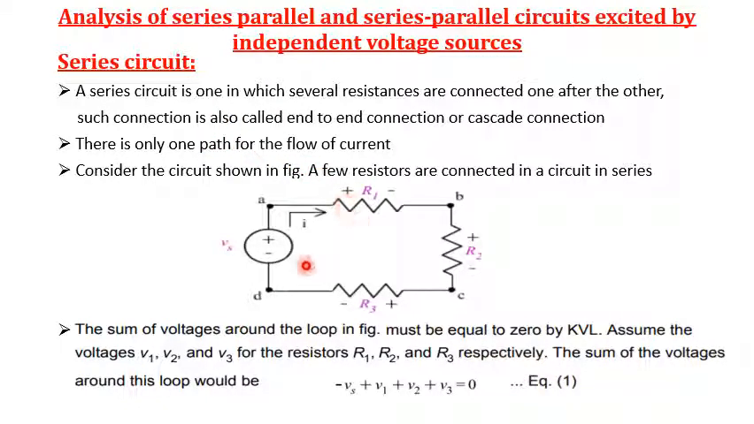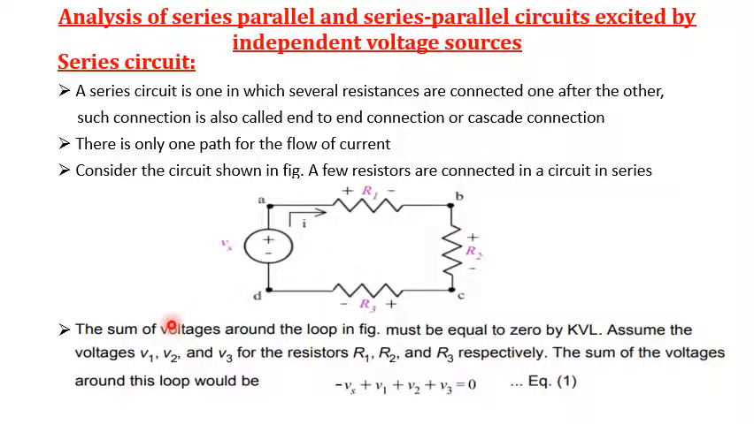Let us consider this circuit. It consists of three resistances R1, R2 and R3 with a voltage source Vs. So there is only one current path. In this circuit, we apply KVL. We need to calculate the equivalent value of the resistance, and determine the characteristics of the series circuit.